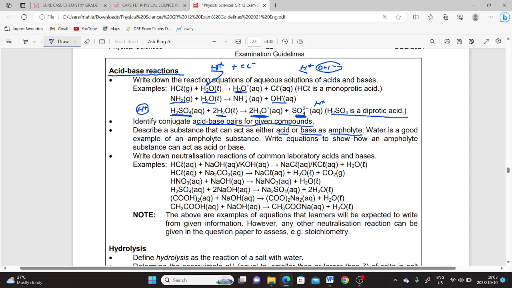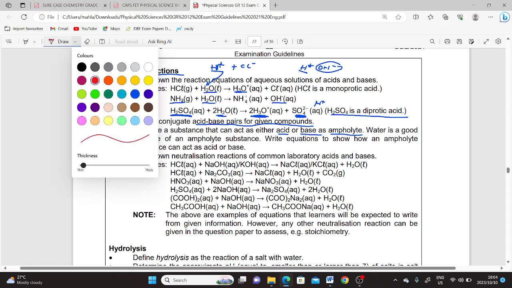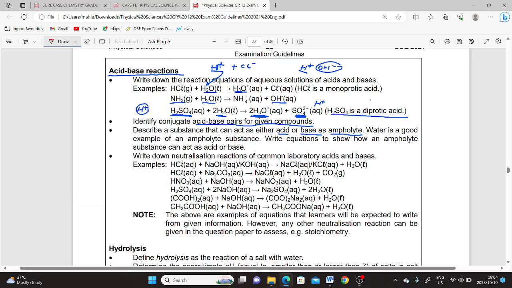Now let's check the first example here. So first example, let's check this HCl plus H2O, and then we have this one and this one. So looking at this part, the HCl, let's write it here. HCl is an acid plus H2O is a base. How do you see that it's an acid and base?